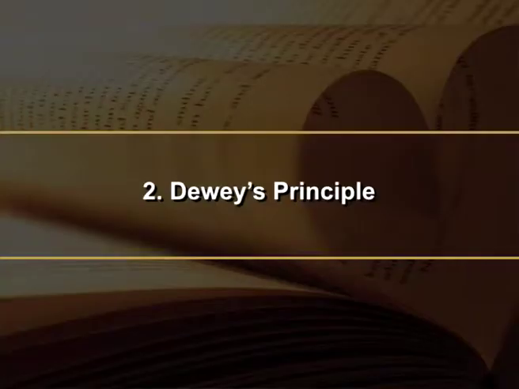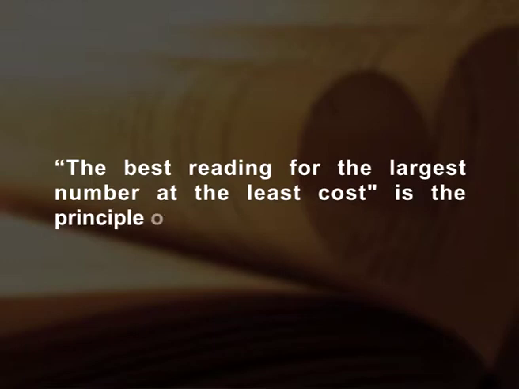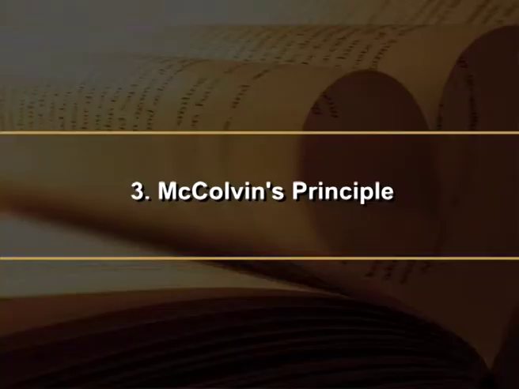The second principle is Dewey's principle. The best reading for the largest number at the least cost is the principle of Dewey. According to this principle, a library should select the best documents which may satisfy the information needs of the maximum number of readers, taking into consideration the need for providing the maximum number of documents.